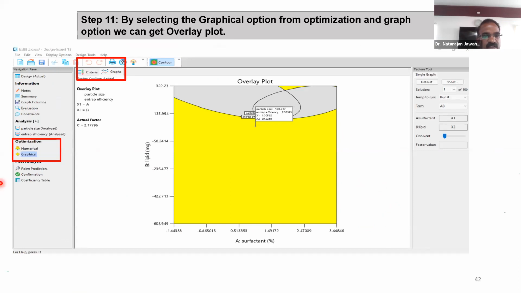And similarly, go to the graphical, enter the criteria, and enter the contour graphs. Then you will get this overlay plot. If I touch here, you can see what the particle size is, what the entrapment is, and how much concentration of factor 1, 2, or 3. However many factors we have given, that many factors will come. So that's the advantage of this overlay plot.